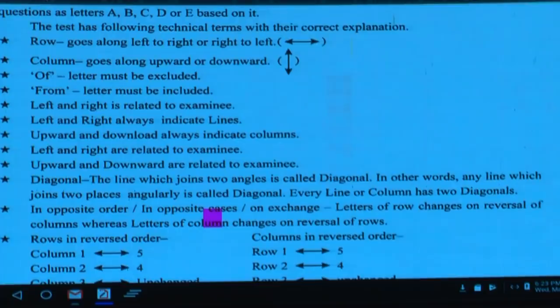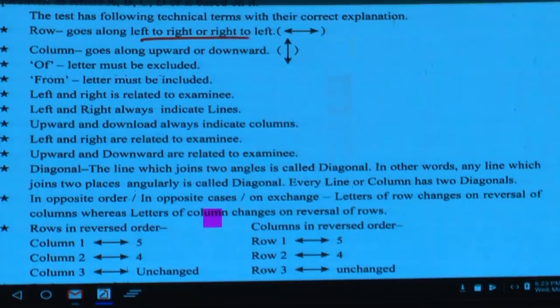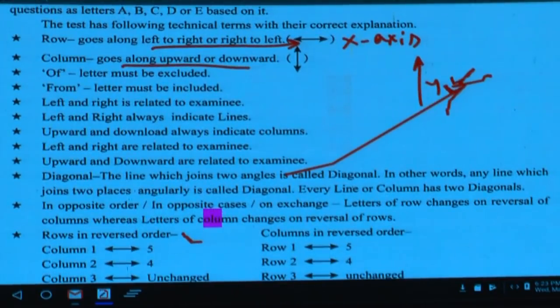Now there are some points to be noted in this one. The first point is row. What do you mean by this row? Row means the line that goes along left to right or right to left, that means along the horizontal direction, the x-axis. And column means the line that goes upward and downwards, moving along the y-axis. This is what is called a column. Row and column. Next.